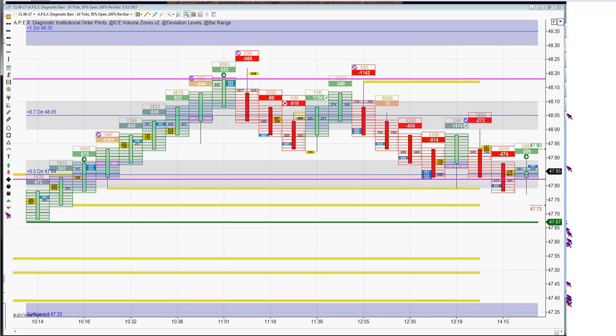Trapped orders. Explain trapped orders. Okay, that's the yellow ones. You'll notice they're always on the bid side on a buy, and they're always on the offer side on a sell. Okay.